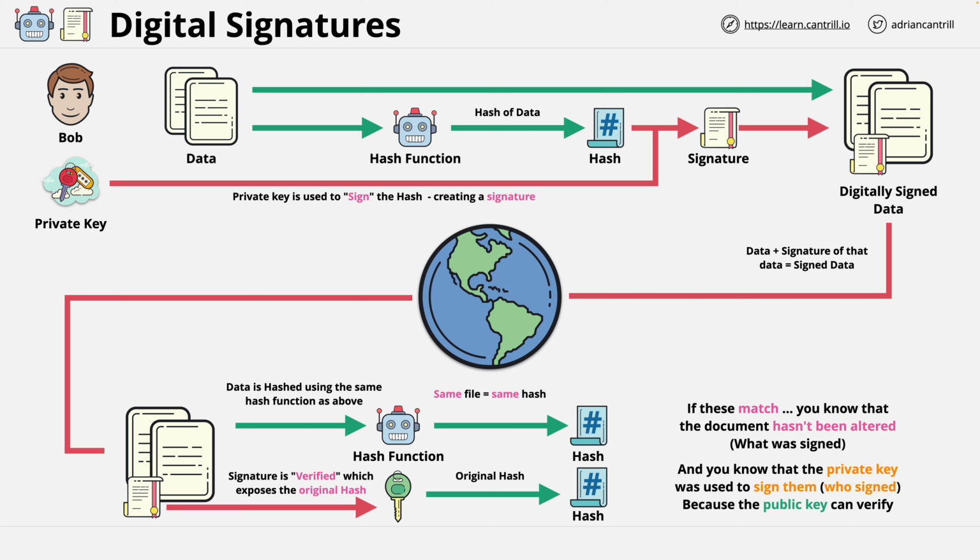Now, Bob could have taken this a step further and encrypted all of this with the public key of the intended recipient and ensured that all of this process could happen in a fully encrypted way. But encryption and signing are two slightly different things which are both enabled by the same public key cryptography architecture.